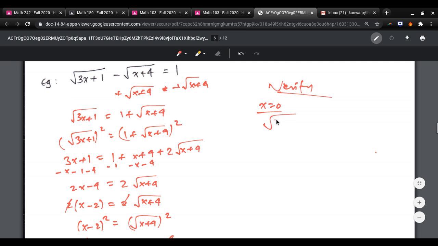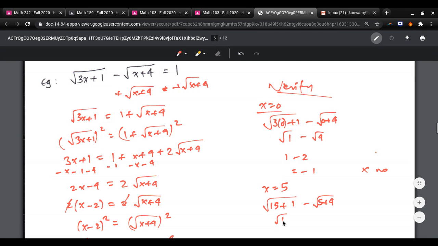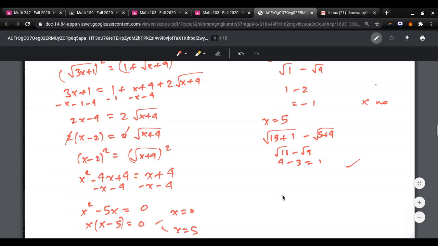When x is 0, I have root of 3 times 0 plus 1 minus root of 0 plus 4. That's root 1 minus root 4. That's 1 minus 2, which is negative 1. So no, 0 doesn't work. What about 5? I have 15 plus 1, 5 plus 4, root 16 minus root 9, 4 minus 3 is 1, so that works. So the only solution is x equals 5.